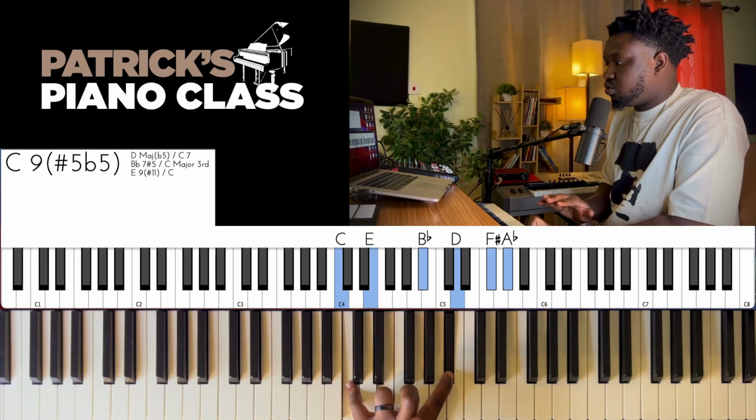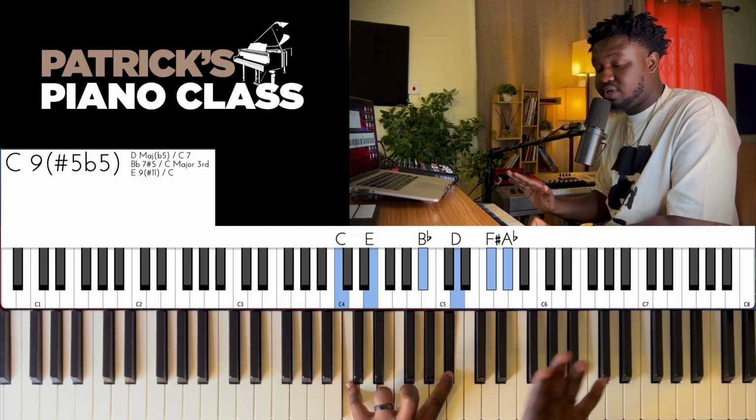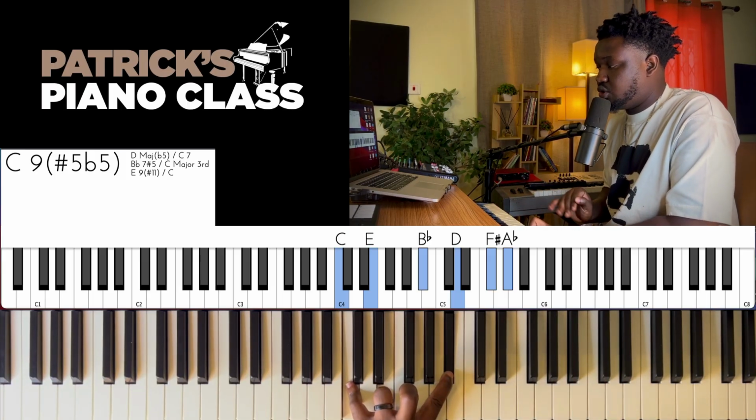Okay, so that is it. And this is the only chord you're going to get from the whole tone scale.